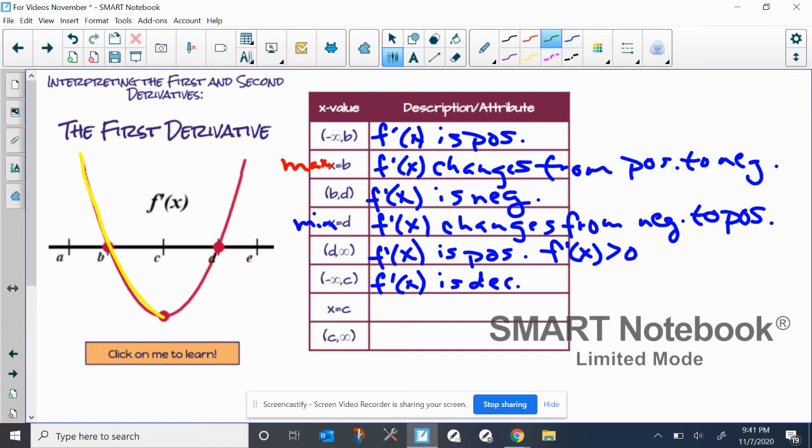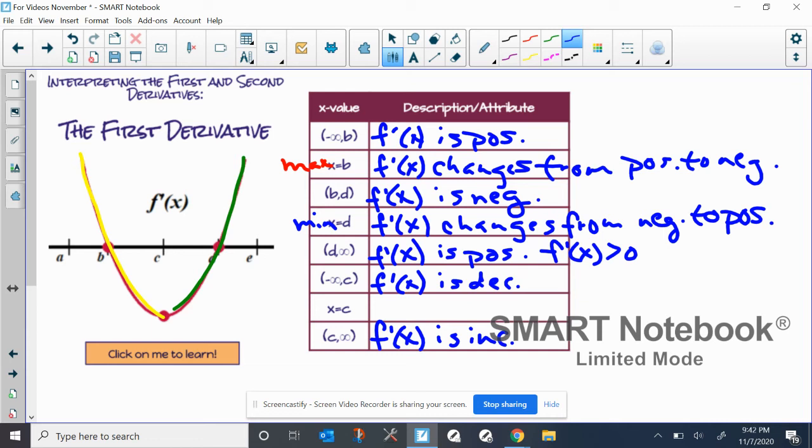From c to infinity, my f prime of x is increasing. And if you look at the original function, that is when the original function was concave up. So we are changing concavity on the original function. So x equals c is actually a point of inflection on the original function.